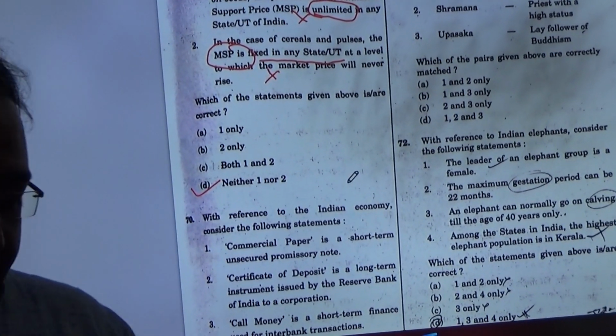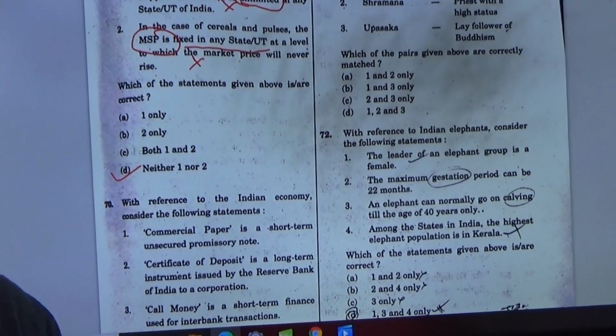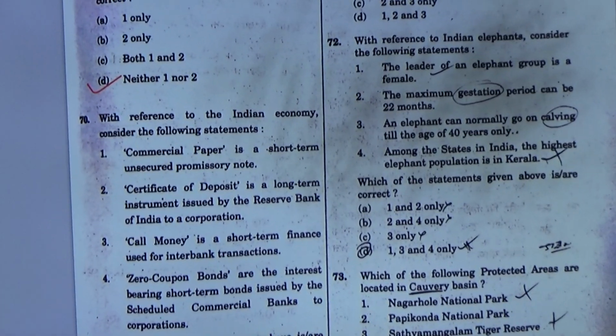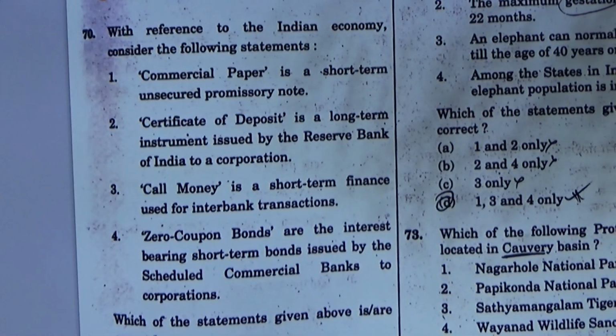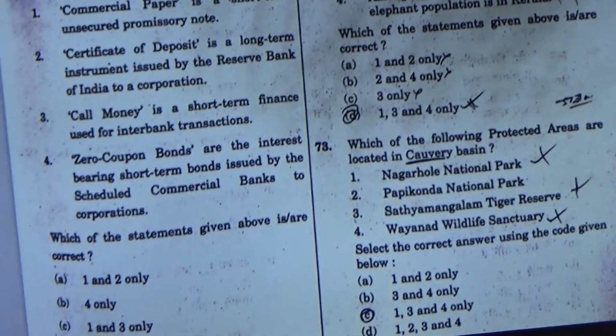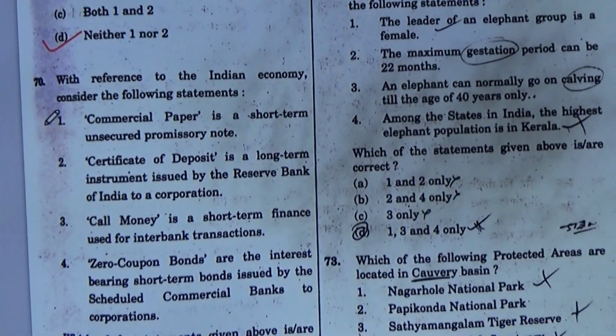Fine. Then the next question is another typical question on economy, which we discussed in the short-term money market instruments. Commercial paper is a short-term unsecured promissory note. It is correct in fact. So it is correct here.